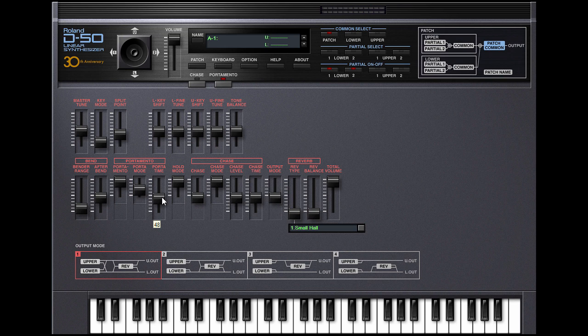If we increase our porta time, you can see this change more drastically. Now again, if we select only the upper tones, we can hear them. Again with both. Quite drastic.